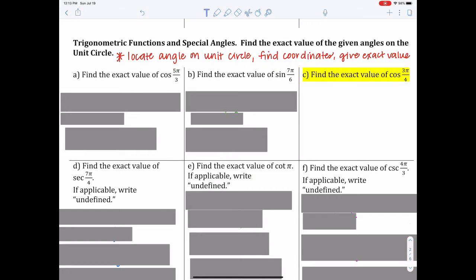Remember, a cosine is equivalent to the x value. So we want to find the x value at the angle 5 pi over 3. So we're going to do the same process. We're going to look for 5 pi over 3 on our unit circle, locate the coordinates, and then just return the x value as our answer. So let's go up to our unit circle and find 5 pi over 3.